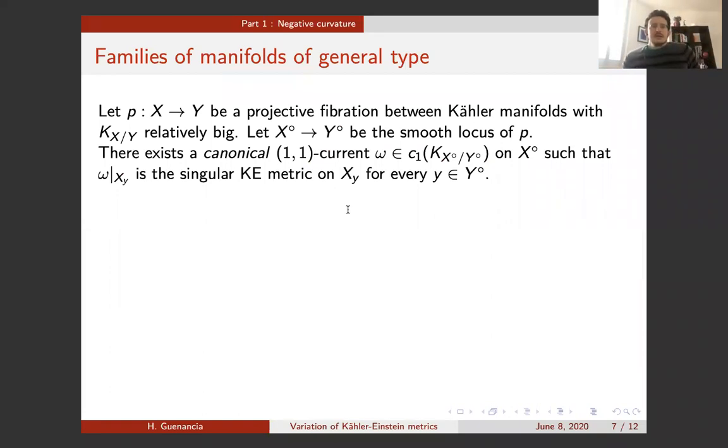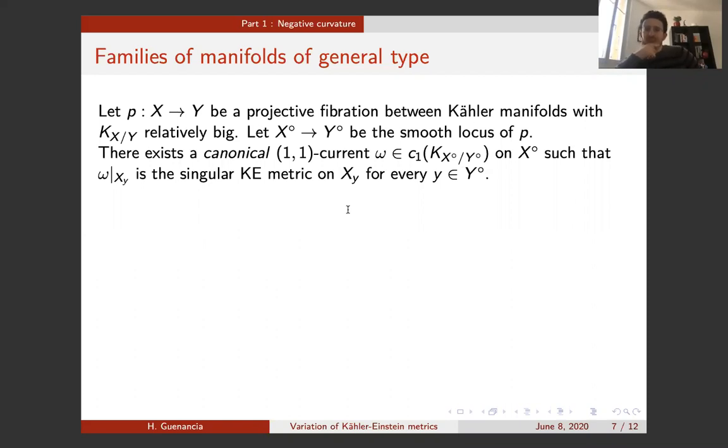Okay, so I start from a projective fibration between Kähler manifolds, and I assume that each smooth fiber, let's say, has general type. Okay, but I allow some fibers to be singular. And in order to state the theorem, I need to single out the locus where p is smooth, and I assume that locus is the inverse image of a Zariski open set Y naught inside Y by p. Okay, so X naught to Y naught is a smooth proper submersion.